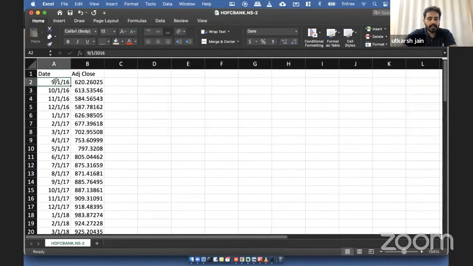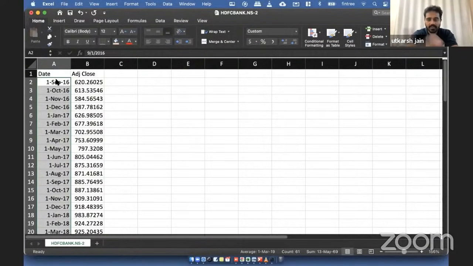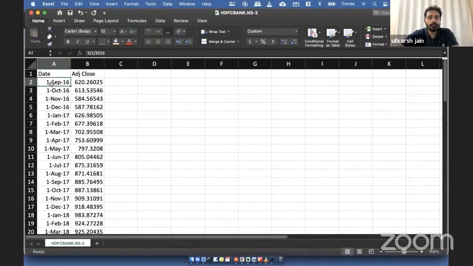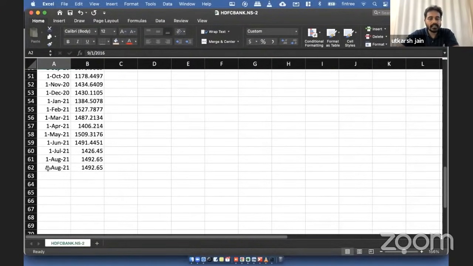I'm going to come to the date column and do a little bit of formatting. The shortcut is Control, Shift, and hash. It just formats the data to an easier readable date style. So I have the stock price of HDFC Bank from 1st of September 2016 till 6th of August 2021.